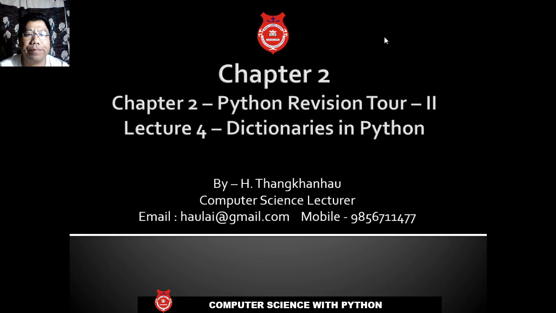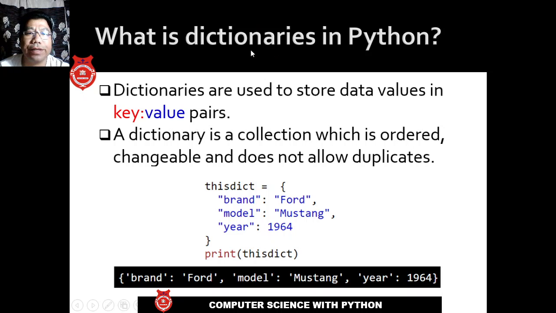Welcome to this chapter 2 Python revision tour 2. So in this lecture we are going to talk about dictionaries in Python. First of all, what are dictionaries in Python? Dictionaries are used to store data values in key value pairs. Okay, the key and the value are separated by colon.